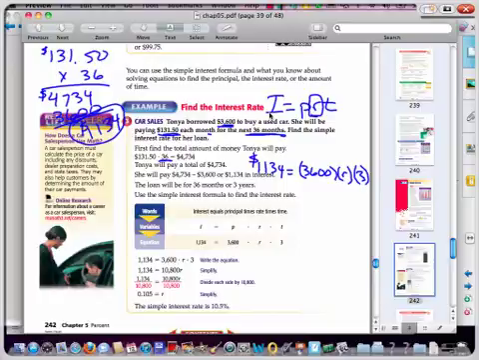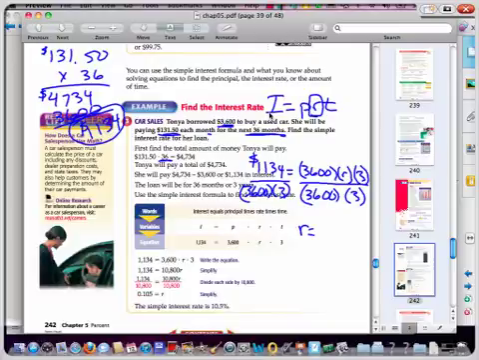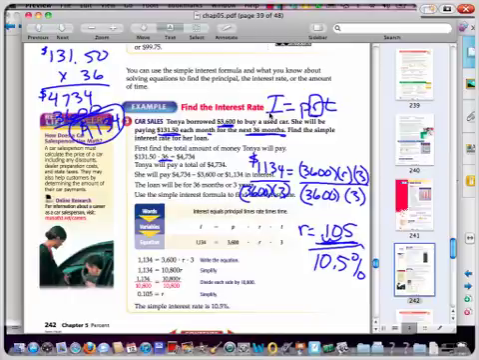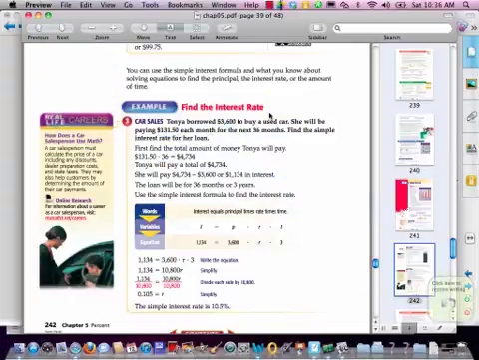I'm solving for R. So what I would do is divide both sides by this 3,600 and this 3. And then once again, I punch that into the calculator. And what we end up with is R equals 0.105. Now note that this is not my final answer. This is a decimal. I need a percent. So I need to move the decimal place 2 places and get 10.5% for my final answer. So that's the simple interest rate that she would pay on this particular problem.